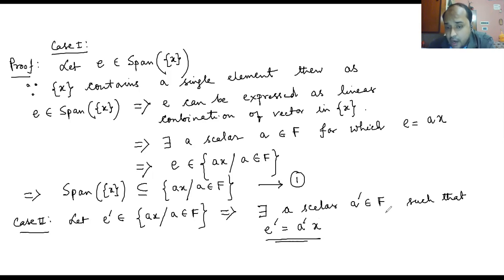So, try to see how I am taking the notations to express what I need to express. Okay, so A is any general scalar. So if E prime is any particular element of this particular set, I am considering for this particular element E prime a particular scalar present in F so that E prime can be expressed as this, because E prime is a member of this.